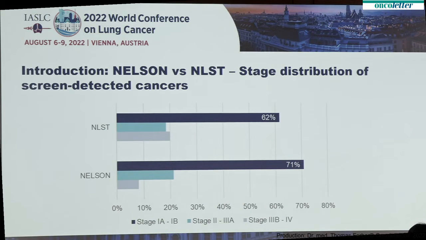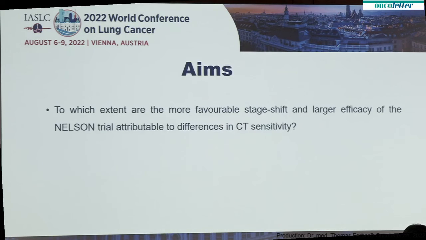So taking into account the differences in the trial setup, the trial population, as well as the nodule management protocol, and looking at these differences in outcomes, we were interested to know how we can assign this difference in outcome to each of these differences in the trial setup, which pertains to this research question. To which extent are the more favorable stage shift and larger efficacy of the Nelson trial attributable to potential differences in CT sensitivity? It could be the number of screens, it could be the screening interval, or it could be that we were better able to detect the lung cancers using a volume-based nodule management protocol.